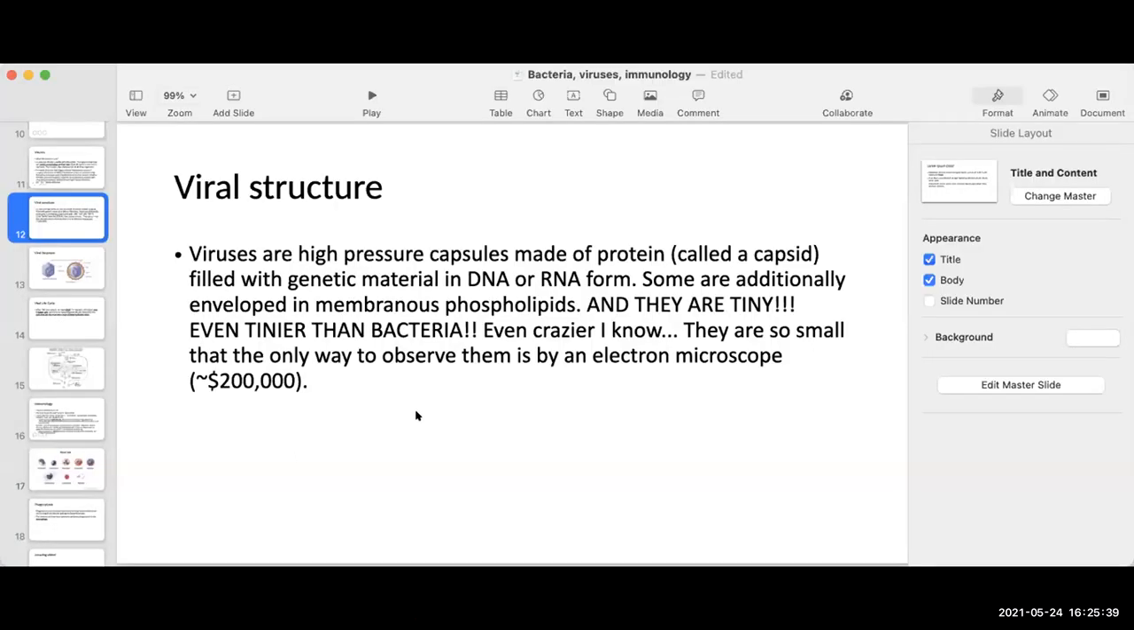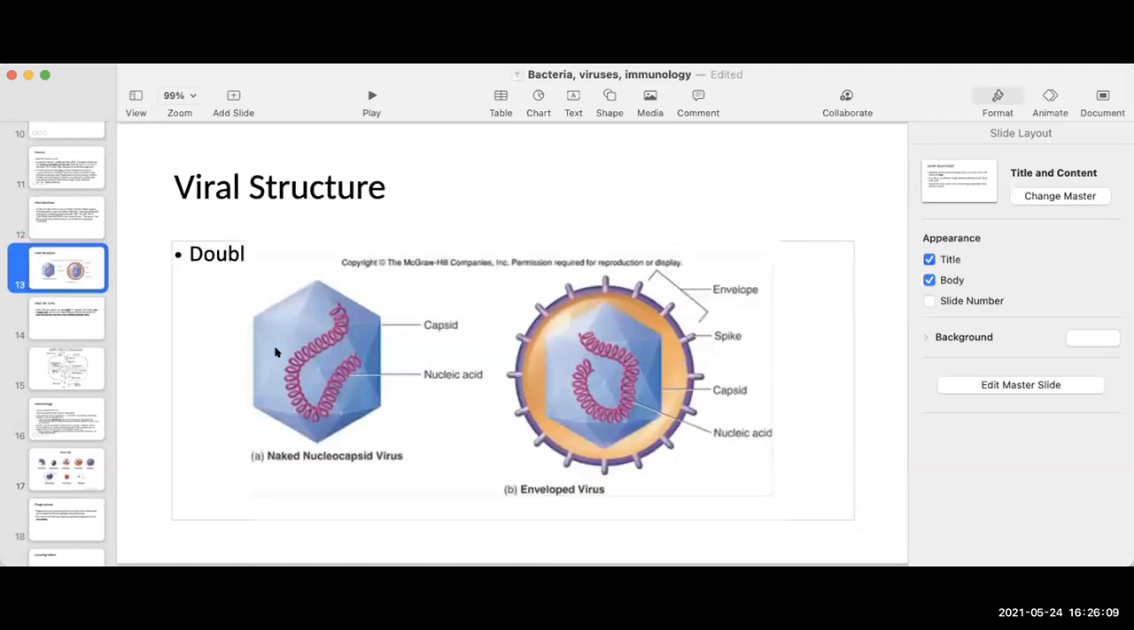So if viruses aren't cells, they're not living, what the heck are they? Well, they're protein capsules. The outer shell of the viral particle is called a capsid, a protein capsid. They often have really interesting geometric shapes. If you look on my next slide, here's a capsid, and it looks like this multi-sided, diamond-looking thing called an icosahedron. That's the name of that type of shape.